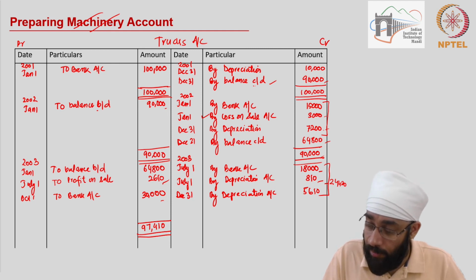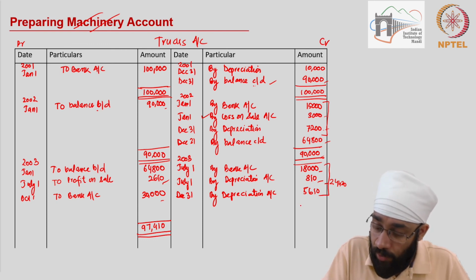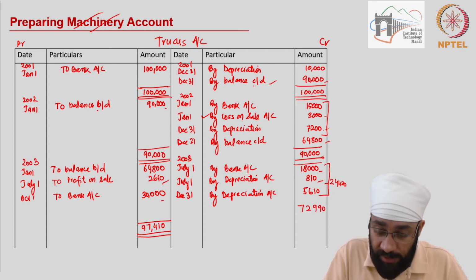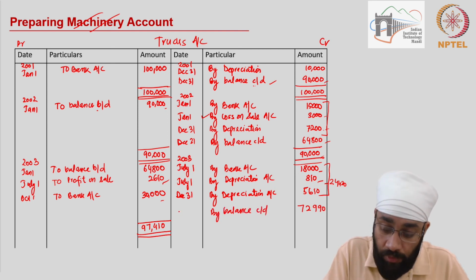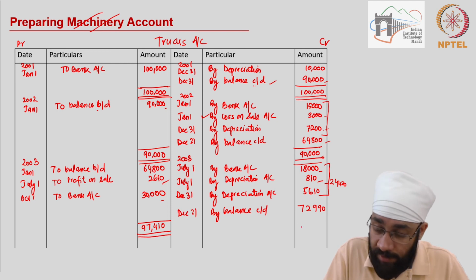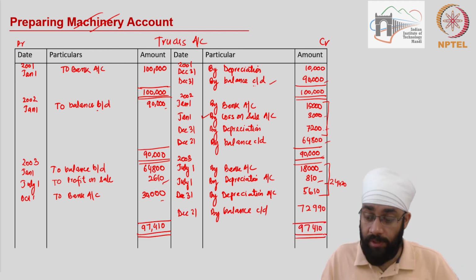24,420. Now 24,420 needs to be taken out of 97,410, which gives you a balance of 72,990. Now this is the balance left in the trucks account. So by balance carried down on December 31st, the total is 97,410 and you close this account.